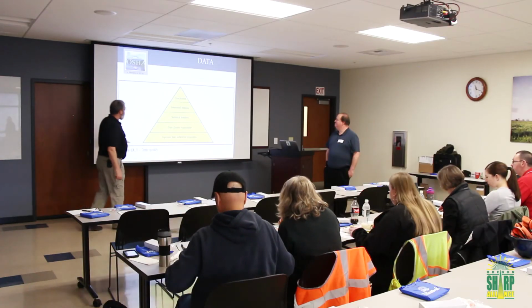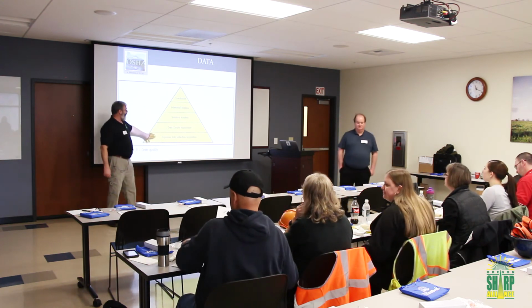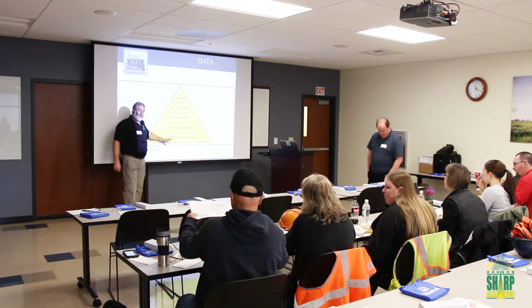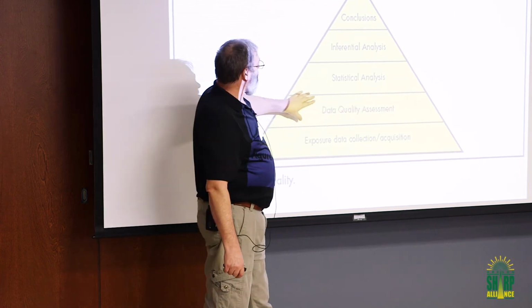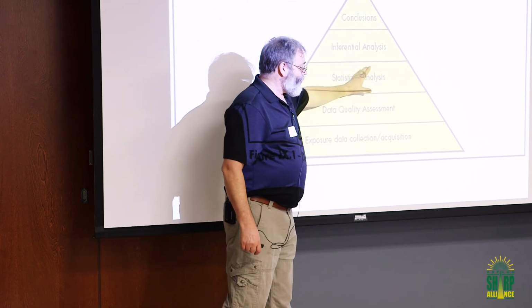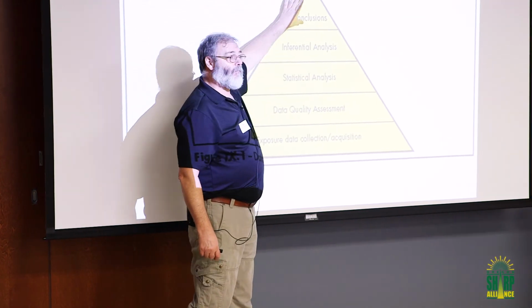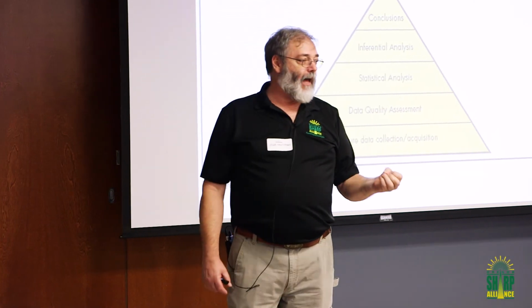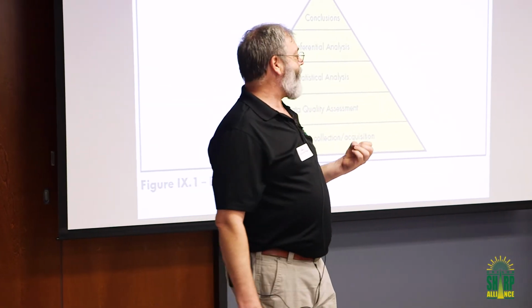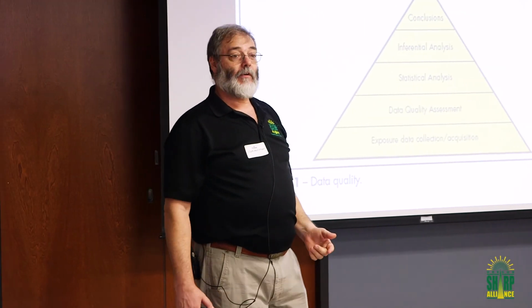This triangle talks about how we really need to have a lot of data, acquire the data, get the data documented, start looking at how good that data is, and doing a lot of statistical analysis, and then what are we inferring before we come to a conclusion. Conclusion has to be based on a lot of good data and study of that data and what that data tells us before we get to a conclusion.